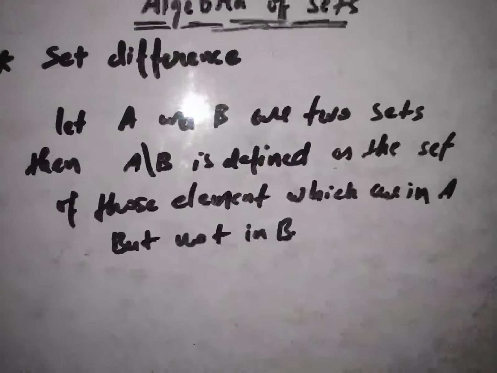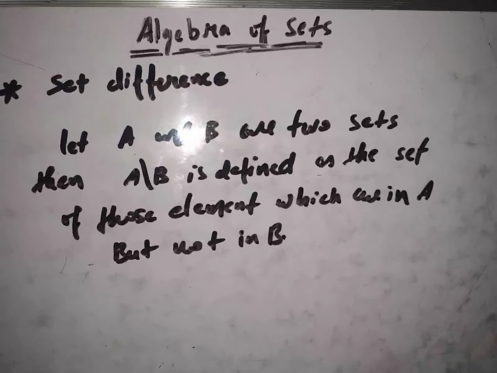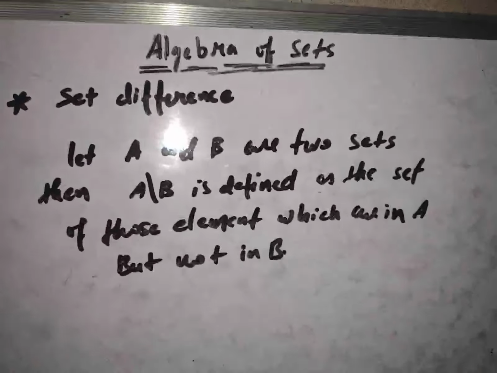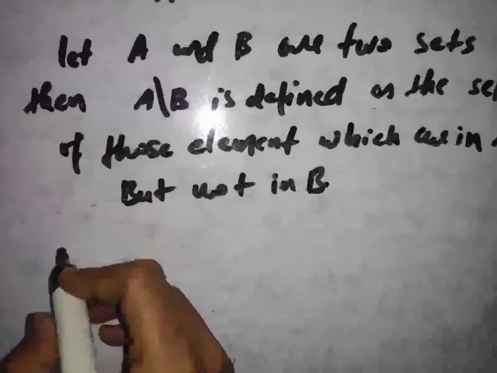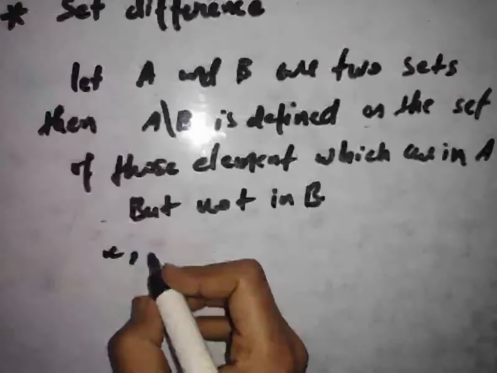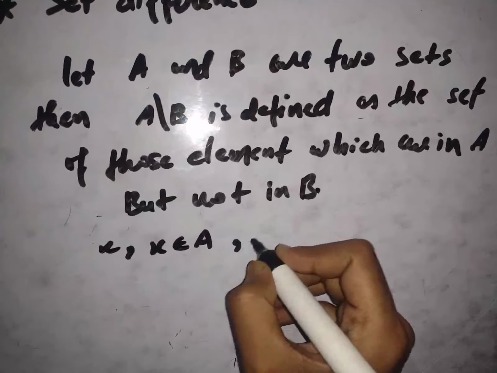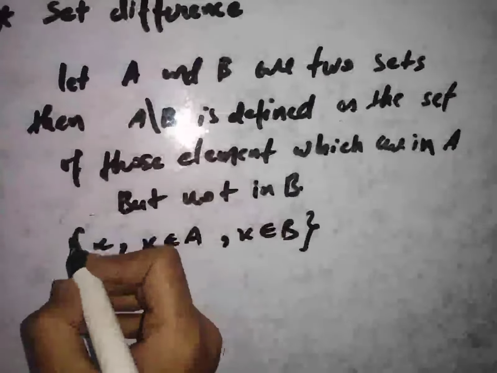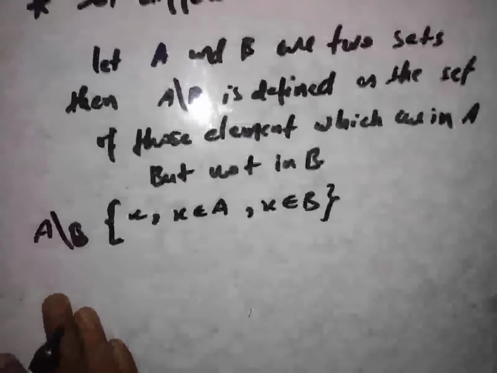So that's how we define a set difference. A set difference is a set, so the difference of two sets is another set which contains elements of just one particular set and not the other. So in set builder form, let there be set A, we can represent this set difference as X, and we can put some conditions: X belongs to A and X does not belong to B. So that's how we can represent the set difference of A and B.